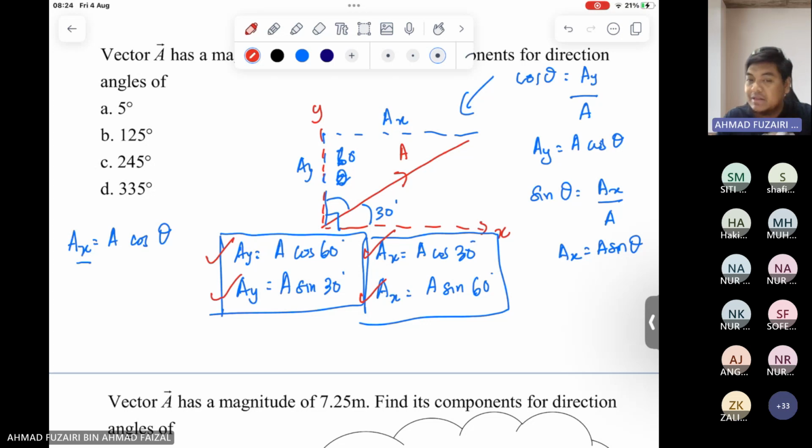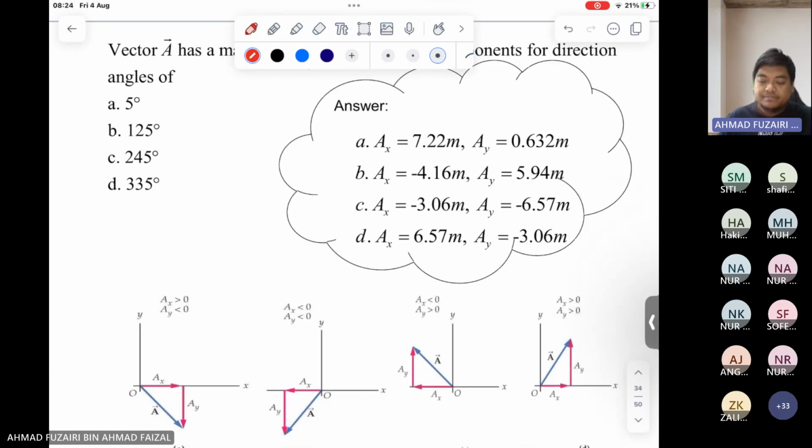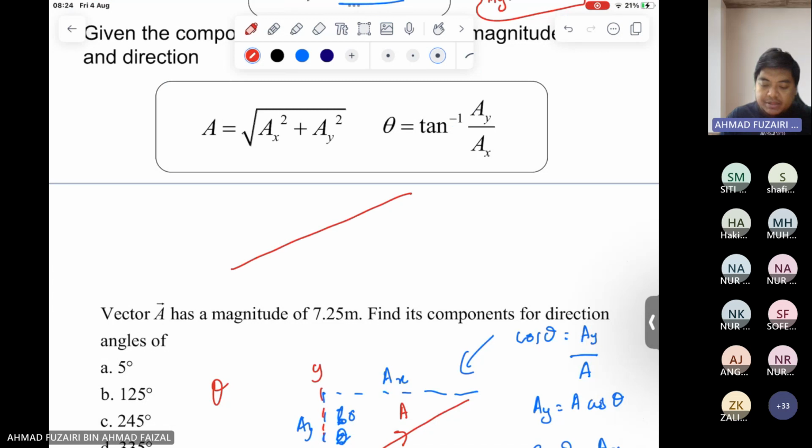Sebab dia ada nilai. Dia bukan letak angle, dia bukan letak theta. So kalau kita tengok pada value ni, inilah the first thing yang awak kena faham mengenai components of vectors. You should know to differentiate between angle and value, because we want to use SOHCAHTOA in this kind of problem. Kenapa saya bagi tahu benda ni sangat penting? Later on, bila awak buat contoh, masalah macam ni.